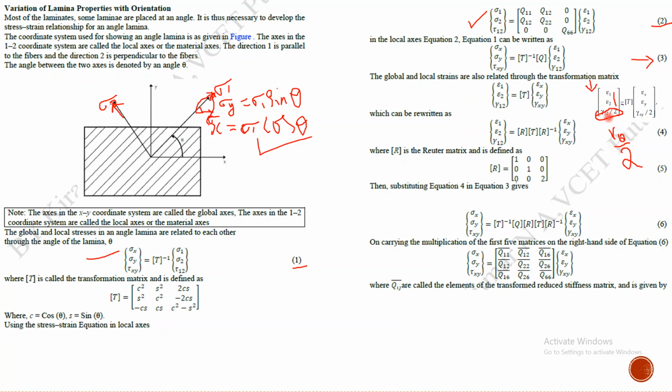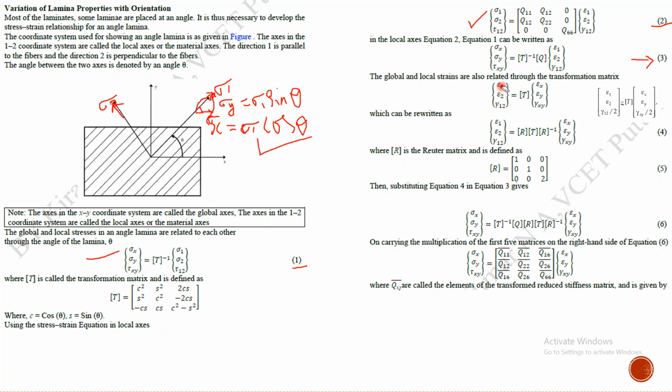If you do that, the matrix will be of this type. If you convert that, finally it will be gamma xy by 2. Then I can include shear strain in this column matrix. So you have to remember that part. If you want to use the shear strain in this column matrix, you have to divide it by 2.